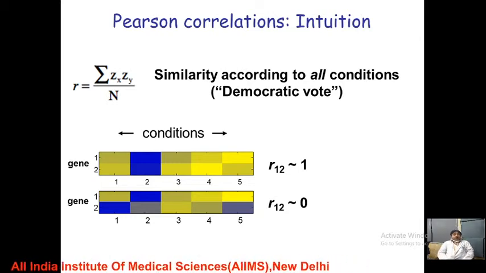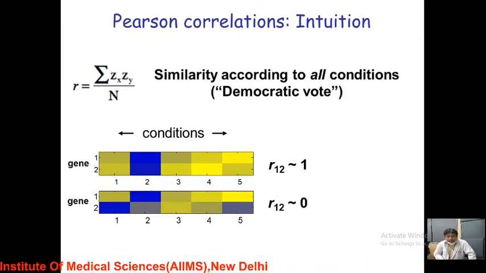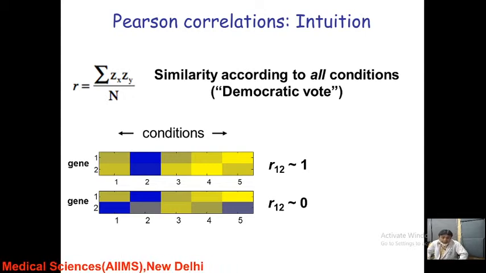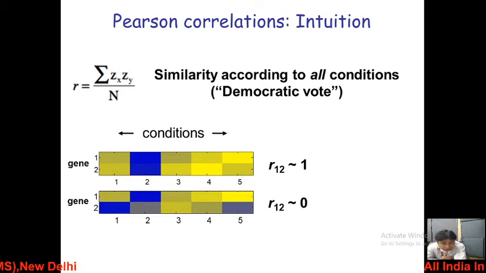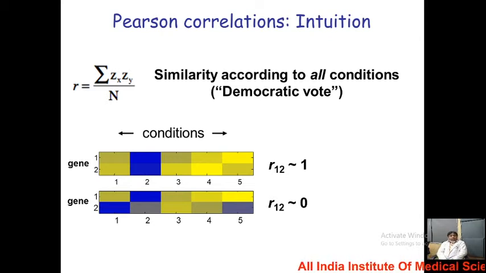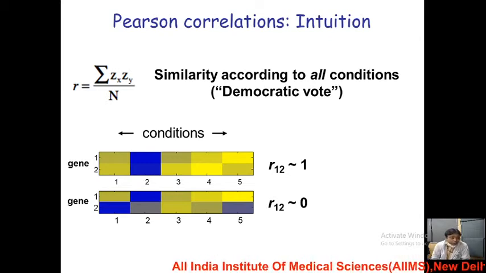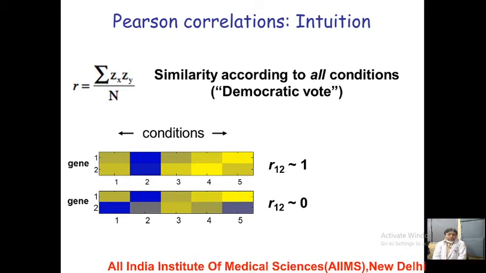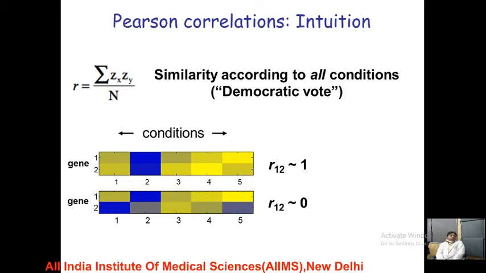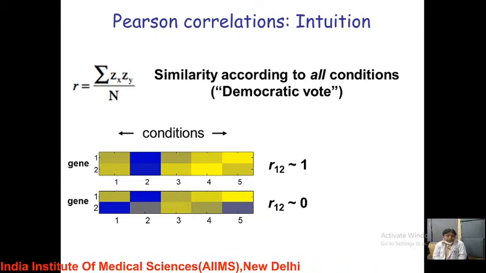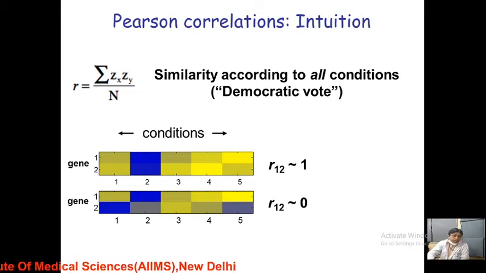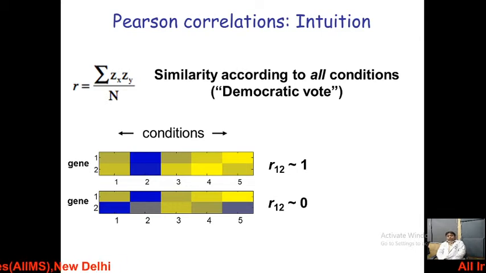Okay, this is the one that tells you from the heat map what the two scenarios of positive correlation and negative correlation are. If you see over here, these are the conditions under which we are measuring the expression of two different genes, gene 1 and gene 2. So this is the correlation in the expression profiles of gene 1 and gene 2 in a particular data set. Now if you could see over here, suppose yellow is up regulation and the blue is down regulation.